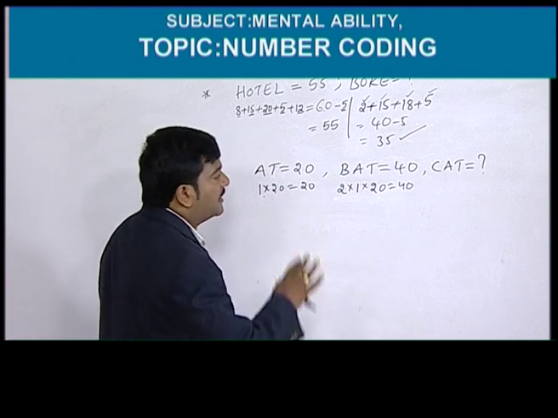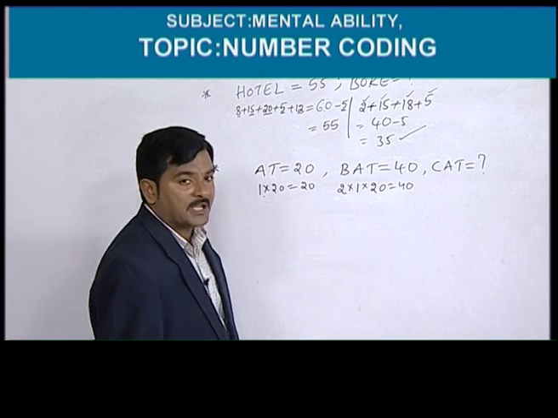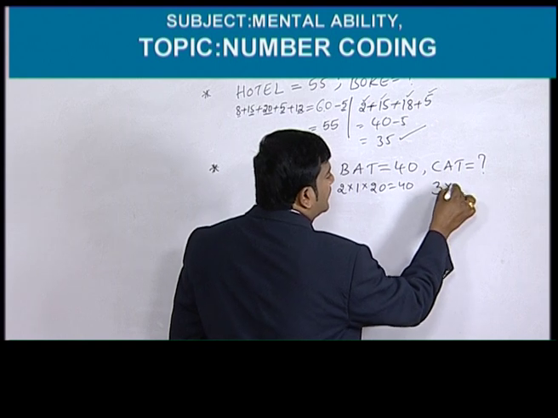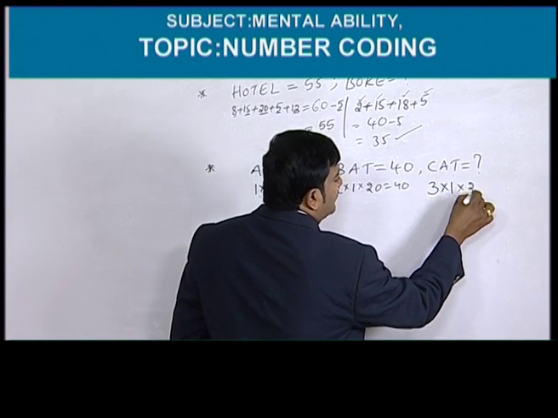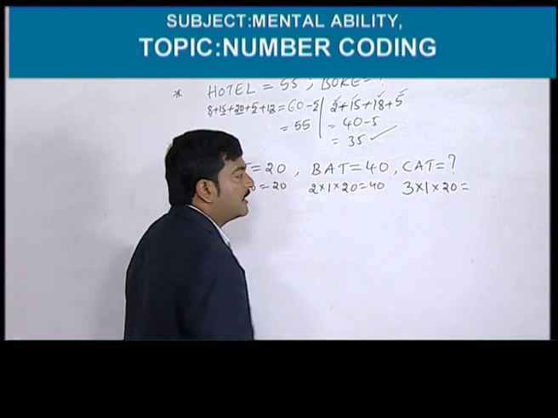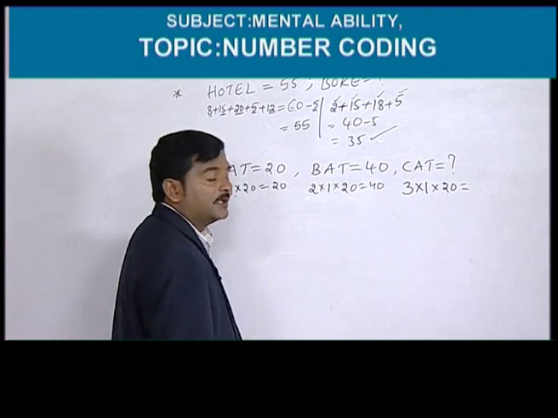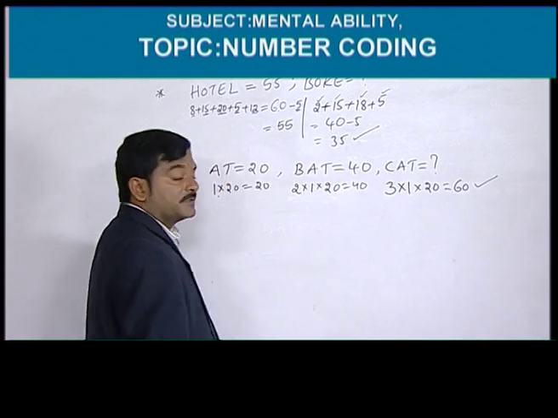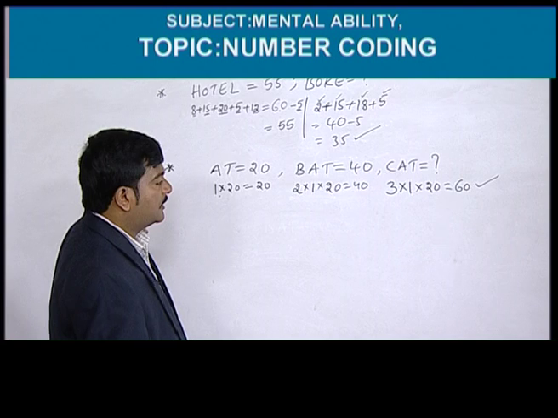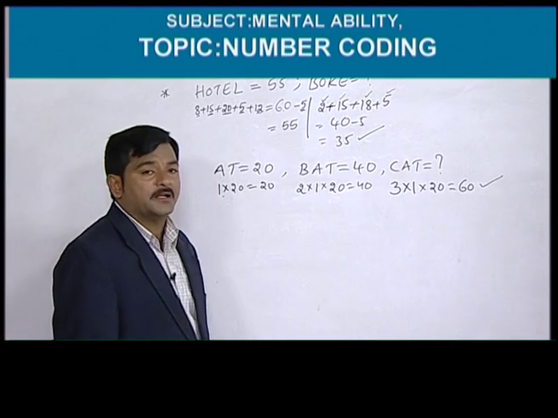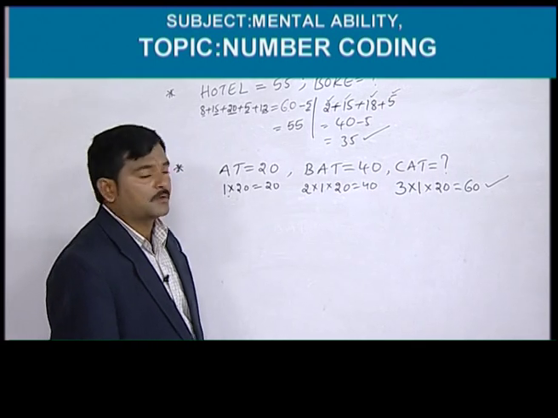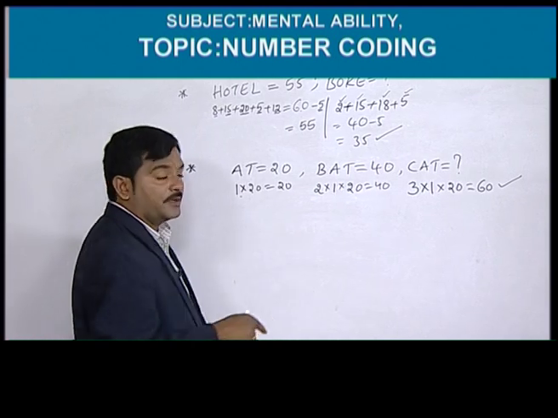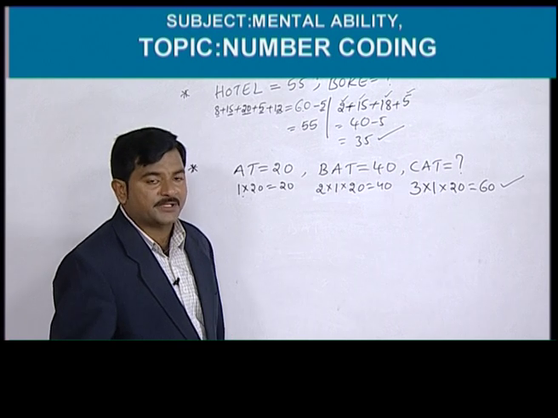The same concept you can apply for the given word cat also. In the given word cat, C means how much? 3, A means how much? 1, T means how much? 20. Multiply all these 3. 3 into 1, 3. 3 into 20 is how much? 60. Hence, our required answer is 60. Or else, the code for the given word cat is 60. Okay, I hope you understood this beautiful example also. The concept involved in this example is multiplication.